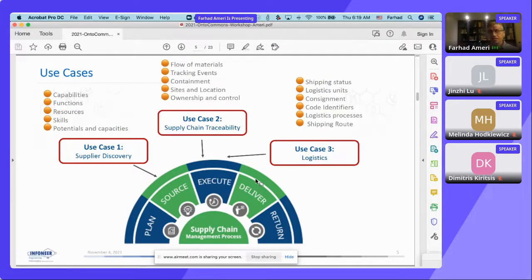Or in the traceability use case: flow of material, tracking events, containment, sites, locations, ownership and control. These are the notions that we care about. And in the logistics use case, things like the state of a shipment. Is it damaged? Is it in transit? What's a logistic unit? What's a batch? What's a load? Consignment, identifiers, logistic processes, and routes or special regions. These are the notions that motivate our work.